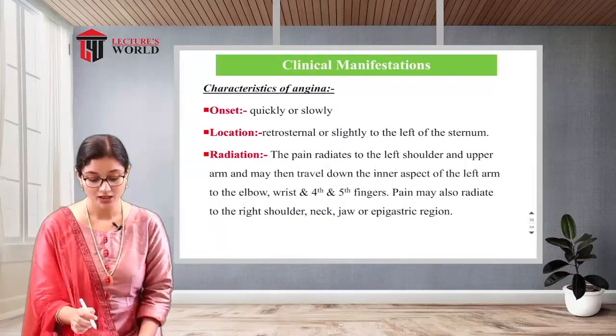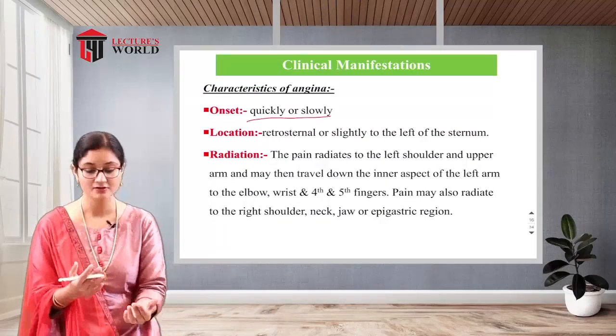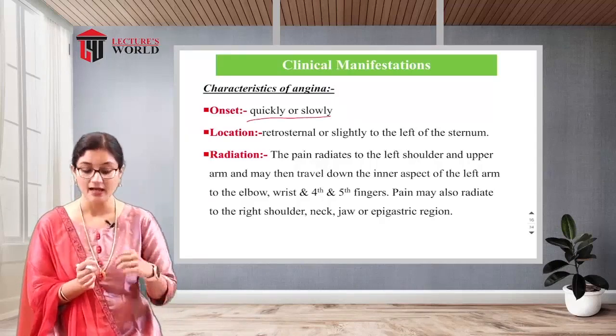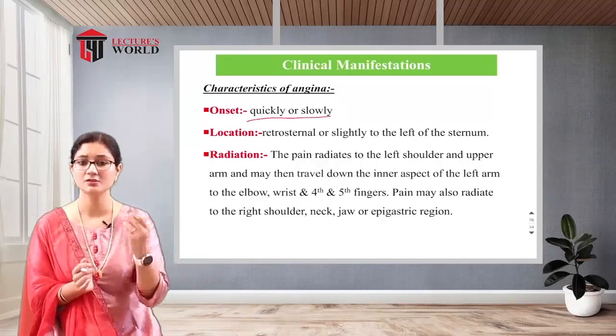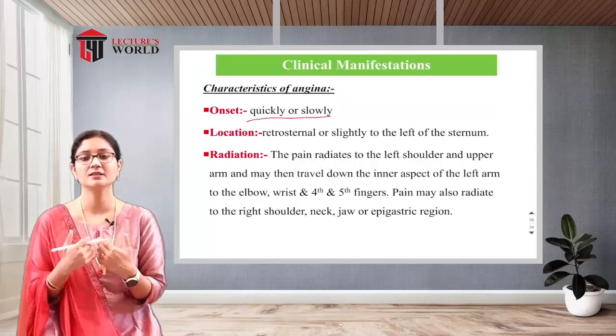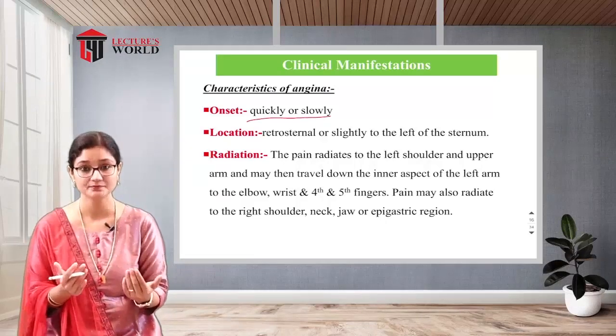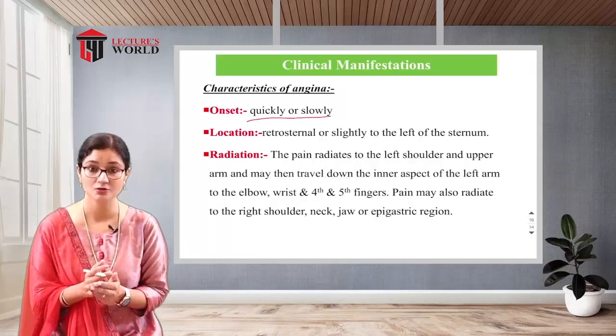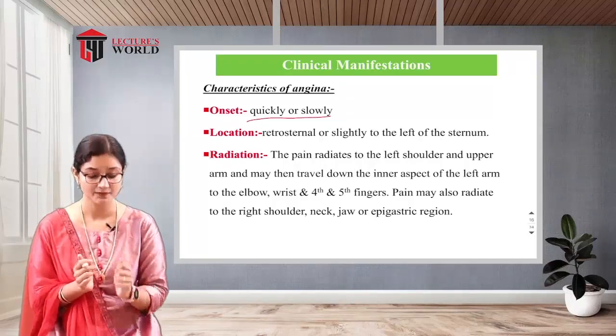Okay, so how is the onset? Now, we can also say it as characteristics of angina. How is the onset? कैसे start होता है? Most commonly, it is quick, suddenly the person has pain. Quickly, or sometimes it can be slowly also, but most commonly it is quick.